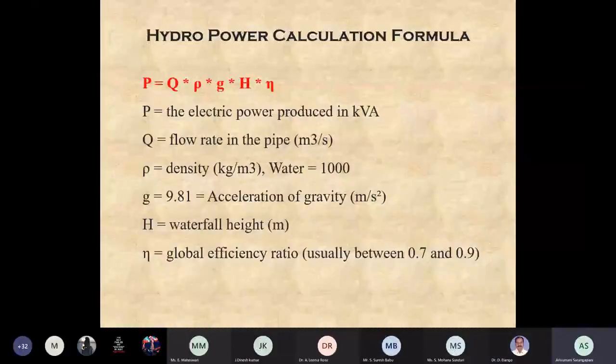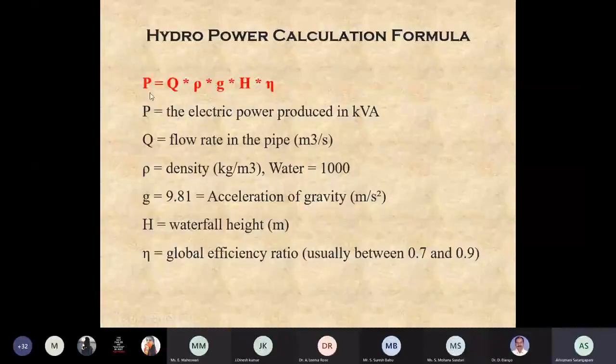So I found out the Q. Now I want to check the H. I want to find out the appropriate location where I want to put my power house. Accordingly, downstream on my river, I will search for the location. From that location to this location, I will find out the elevation difference, how much it is. That is my H. So Q is found from the flowing water, and H is there. Now I can find out the power.